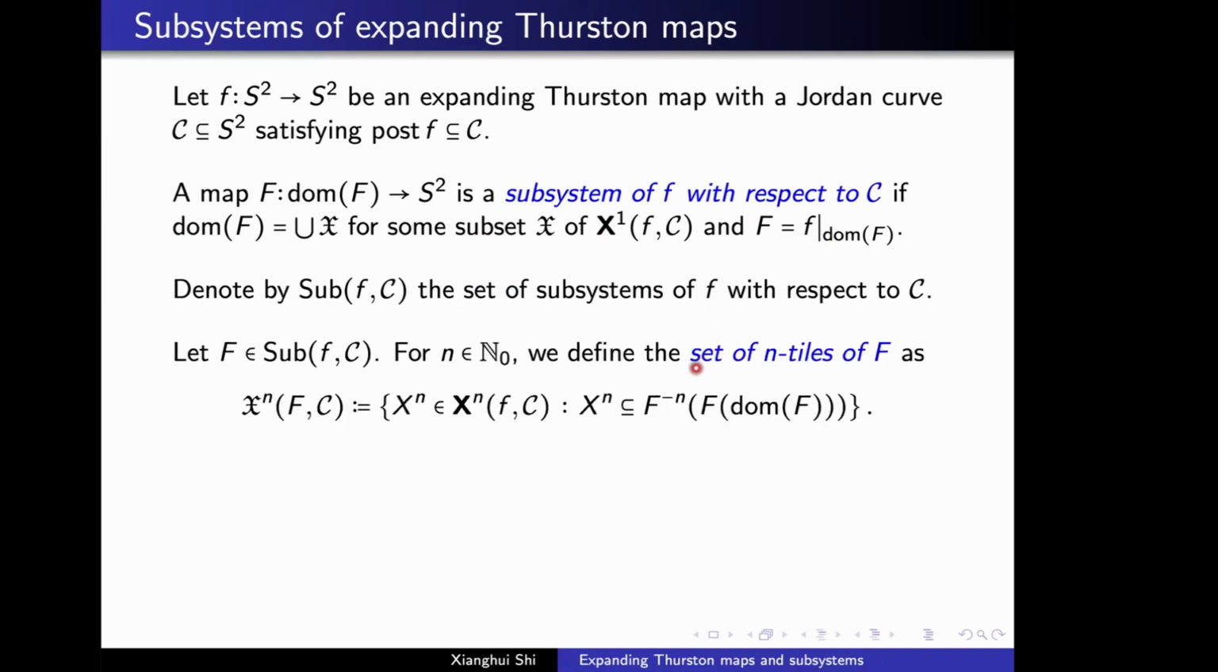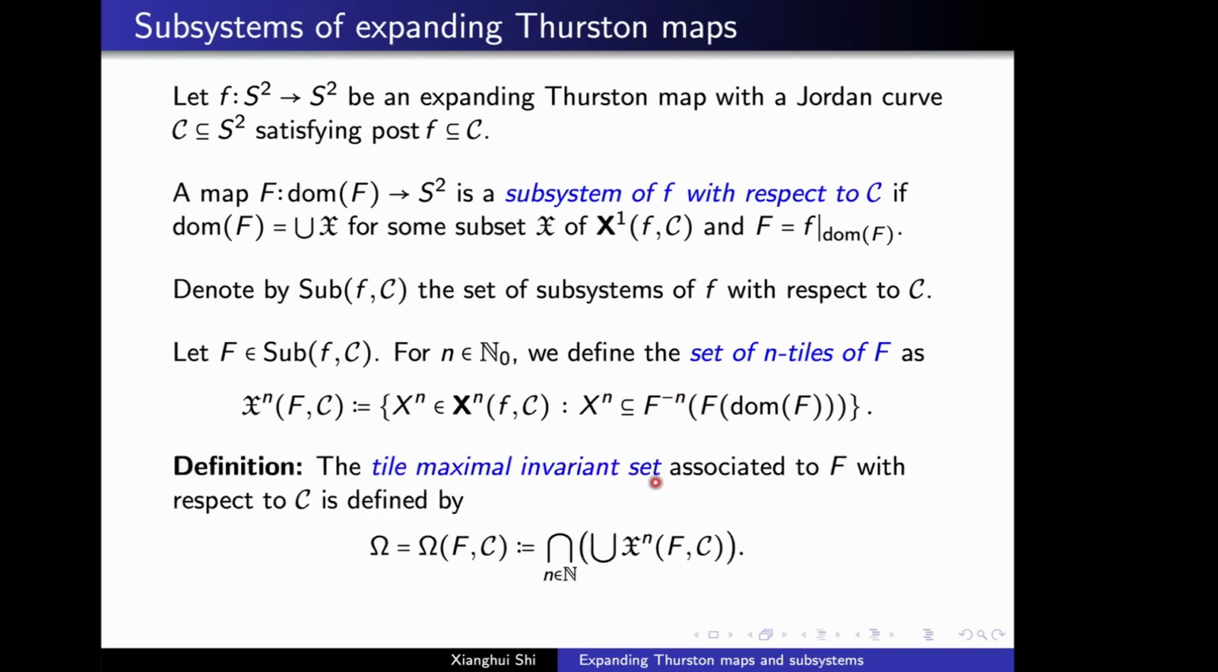Now, similarly, we can define the set of n-tiles of capital F. This is a formal definition. Roughly speaking, the n-tiles of a subsystem are those tiles which live under the n-th iteration of capital F. Furthermore, we define the tile maximal invariant set associated to capital F with respect to C to be the intersection of the unions of n-tiles. I know this definition might seem a little bit abstract.